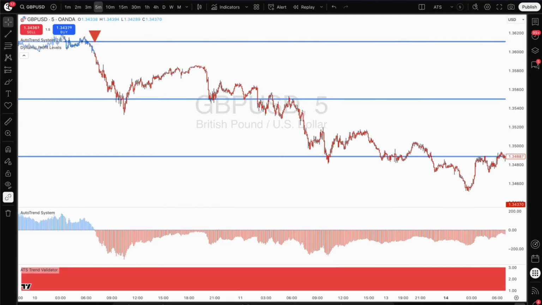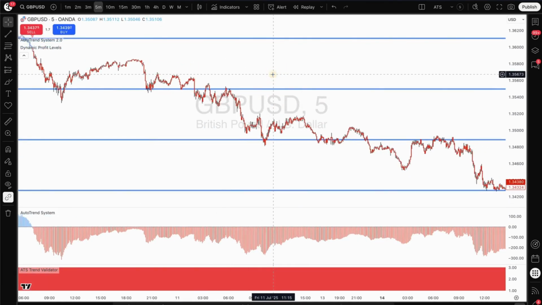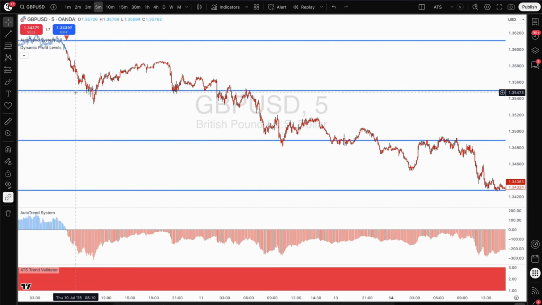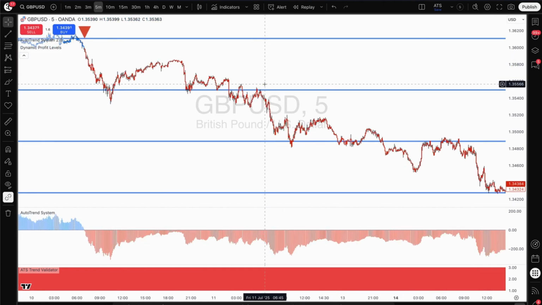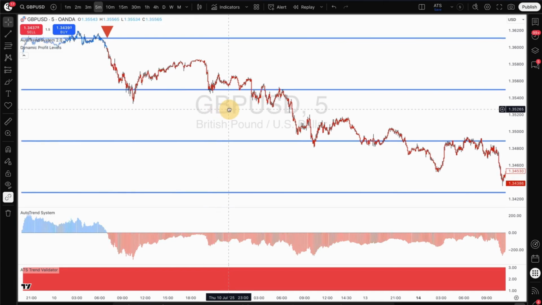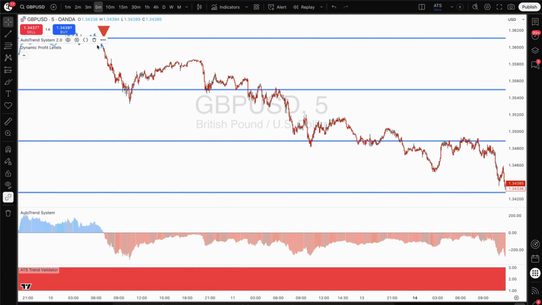And then we had this very nice downtrend on the British pound US dollar. That was just last week. All of my videos and all of my trades look exactly the same because the system is very straightforward. So we get a short signal. The trend validator is red. That tells me that the trend of the higher time frame is to the downside.